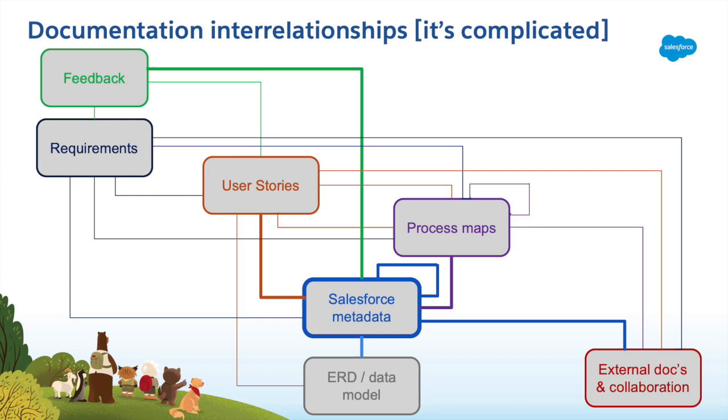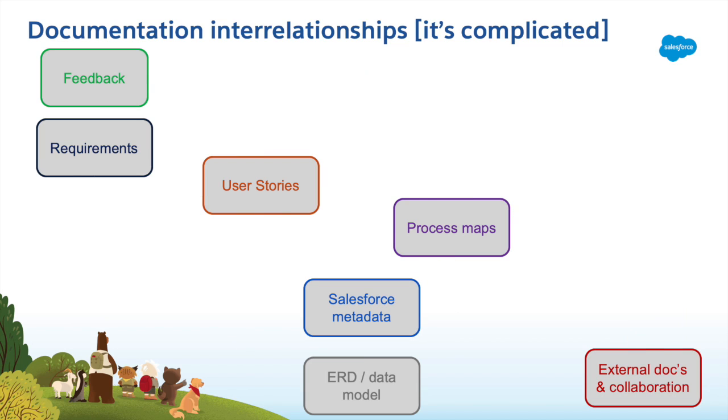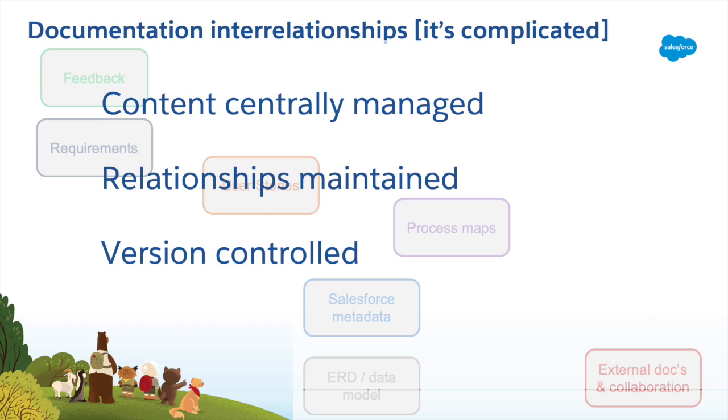And that really is the very heart of it, this metadata dictionary which connects all of these other entities: feedback, requirements, user stories, process maps, your external documentation, and your ERD. So if we look at all of these, these are the different types of documentation that you're storing. And there are three principles that you need to try and work with.